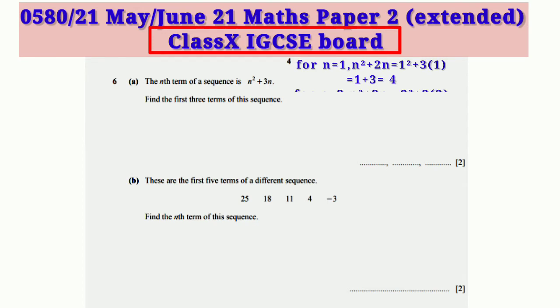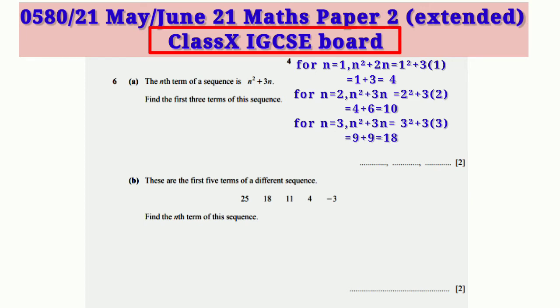For n equals 2, n square plus 3n equals 2 square plus 3 into 2, which is 4 plus 6 gives us 10. For n equals 3, n square plus 3n equals 3 square plus 3 into 3, which gives us the answer 18. So the first 3 terms are 4, 10 and 18.